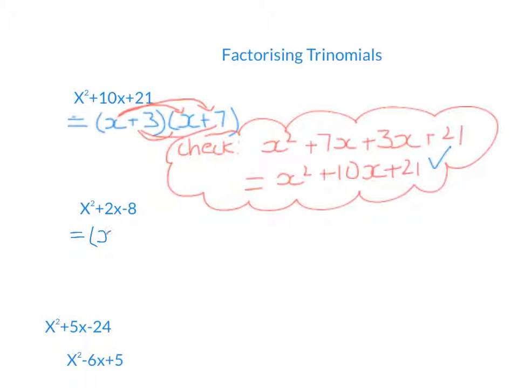So I've got x plus 4 times x minus 2. I'm just giving myself a quick check in my head. Positive 4 times negative 2 would give me negative 8. Positive 4 plus negative 2 would give me positive 2.